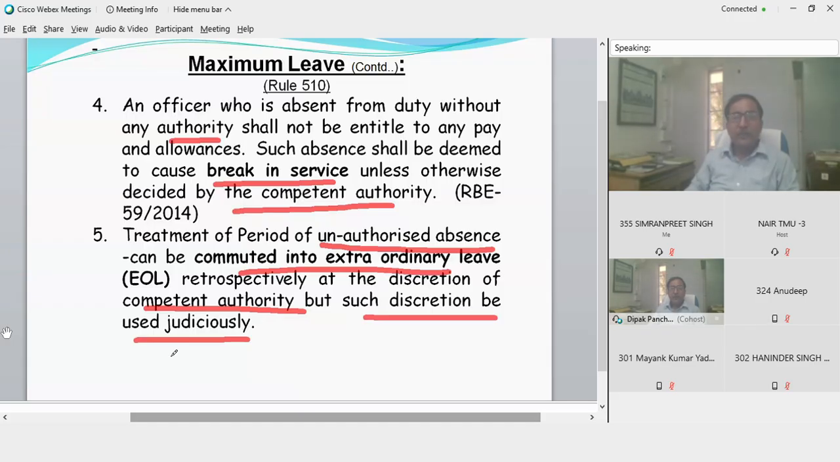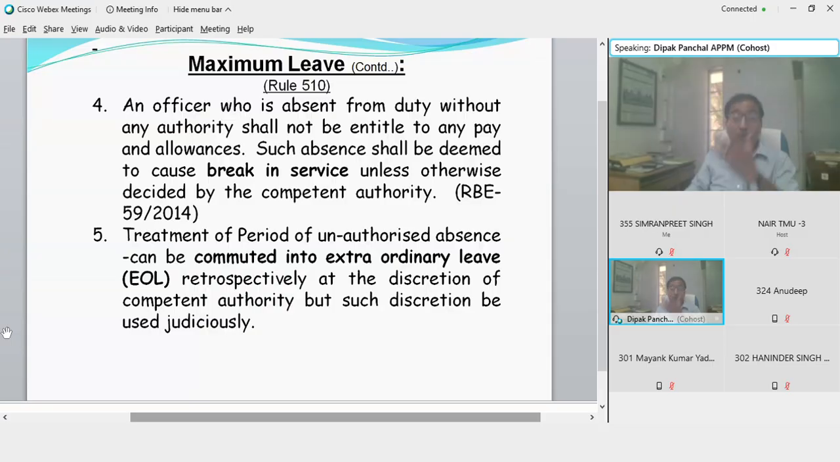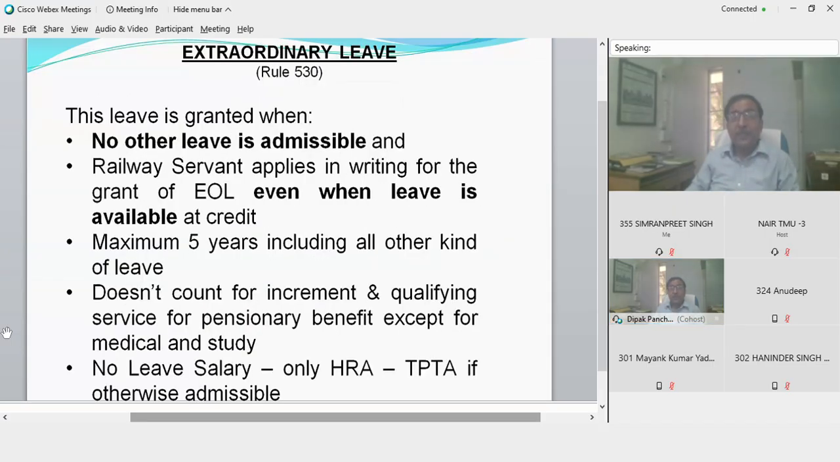Extraordinary leave, that is without pay. The maximum limit is 5 years. It doesn't count for increment, doesn't qualify for pensionary benefit unless and until it is taken for the medical or the study purpose. If EOL is taken on medical ground or for the purpose of the study, then only it counts for qualifying service as well as increments. Otherwise, it doesn't count.